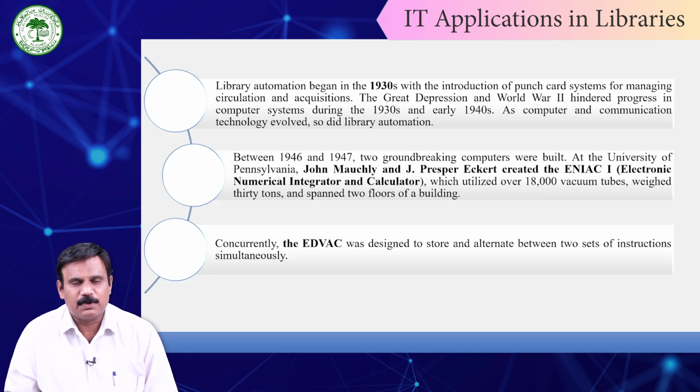The Great Depression and the World War II. The Great Depression was a severe economic downturn during the period 1929 to 1939, almost 10 years. And World War II, 1939 to 1945, hindered the progress in computer systems during the 1930s and early 1940s. As computer and communication technology evolved, so did library automation.